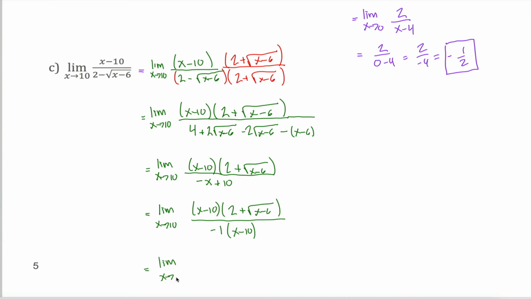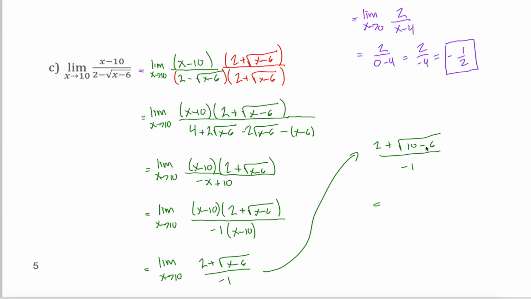Just like in the previous two examples, technically I got to be a little bit careful. You can't really cancel out these x minus 10s unless you're considering these limits, but because we're considering limits, you can. This limit is the same as the limit as x approaches 10 of 2 plus the square root of x minus 6 divided by negative 1. The good thing about this expression is it's continuous at x equals 10. Don't believe me? Try plugging in 10. I get 2 plus the square root of 10 minus 6 divided by negative 1.